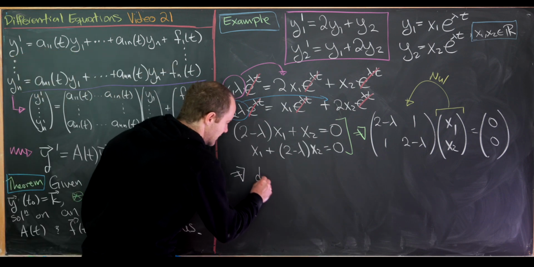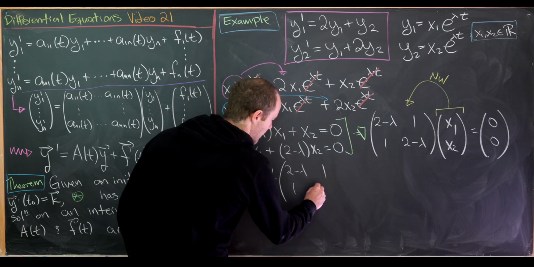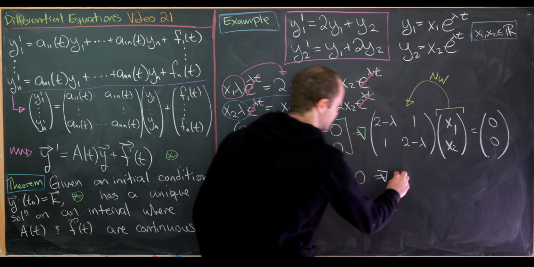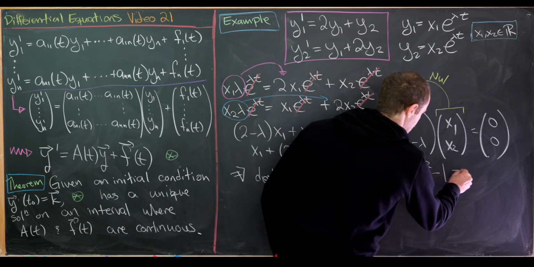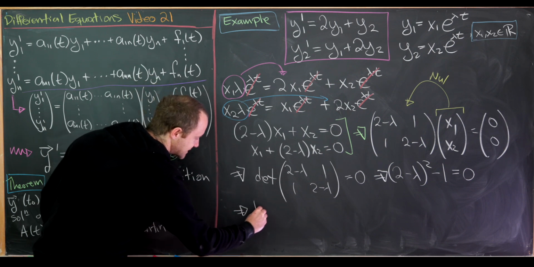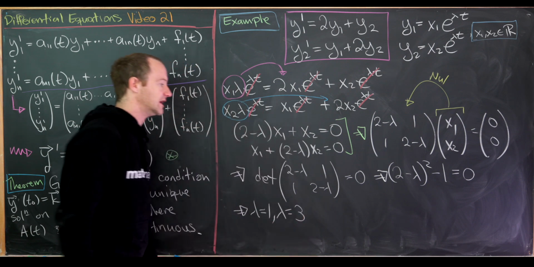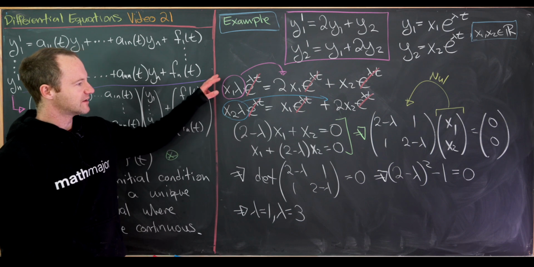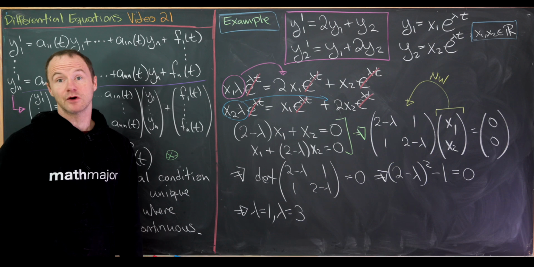So we know that the determinant of this 2 minus lambda 1, 1, 2 minus lambda must be equal to 0. But that gives us the equation 2 minus lambda squared minus 1 equals 0. Which we can easily solve, and we'll see that lambda is equal to 1 or lambda is equal to 3. Those are our two possibilities. Okay, so now let's bring those possibilities up along with this matrix vector equation and go from there.